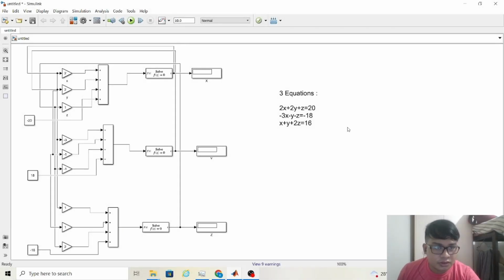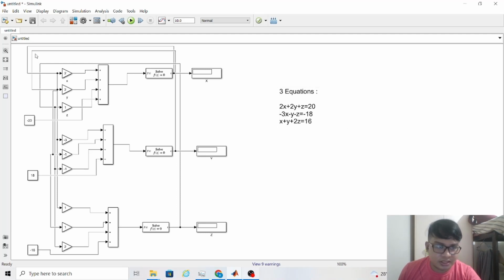I'm going to show you the simulation for the three linear equations, as you can see here. The first equation is 2x plus 2y plus z equals 20. The second is negative 3x minus y minus z equals negative 18. The third is x plus y plus 2z equals 16.